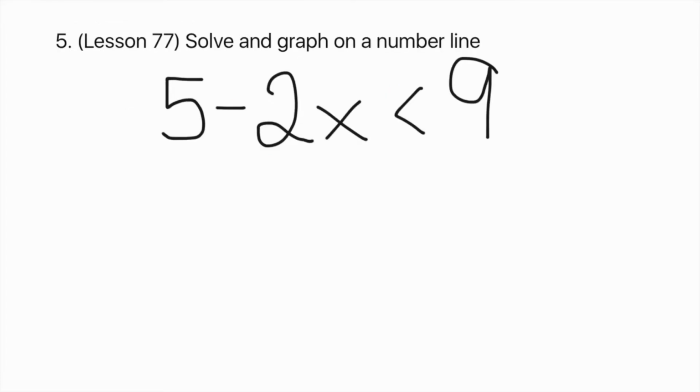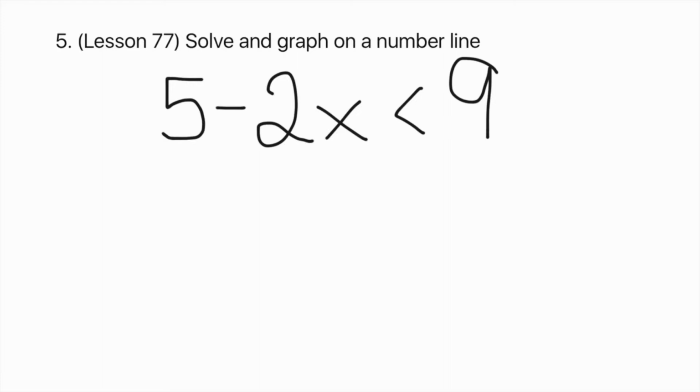Number 5 comes from lesson 77, and it says to solve and graph on a number line. So we have 5 minus 2x is less than 9. Now, this is just like any equation. We have to isolate x on one side of the inequality, and we do that just like we would with an equation. We use our inverse operations to move numbers from the left side over to the right so that we get x by itself.